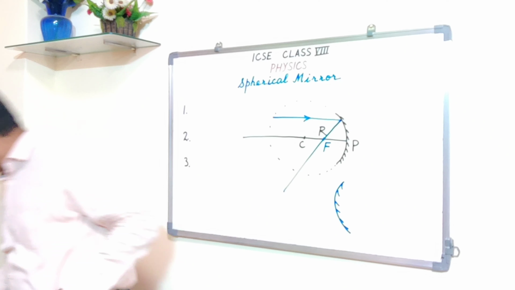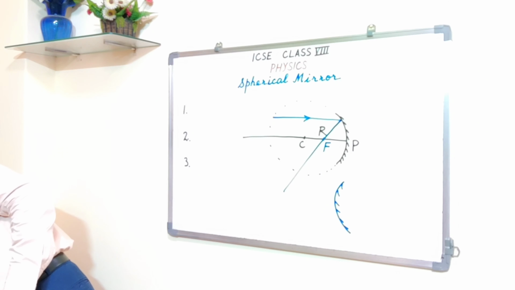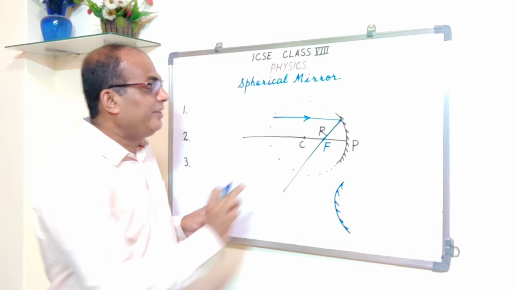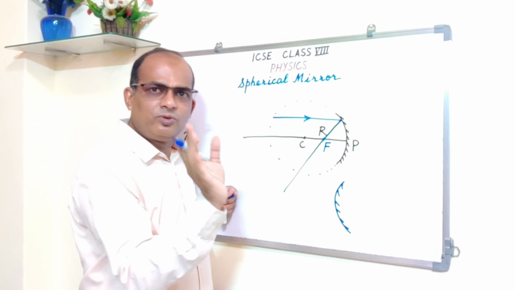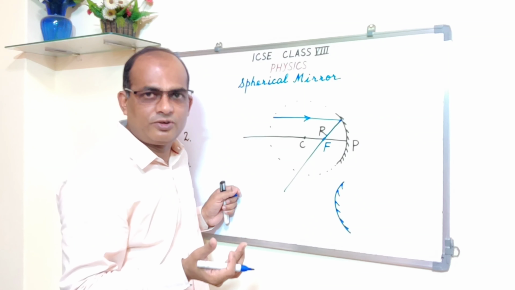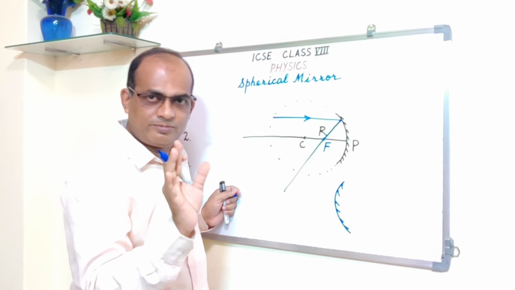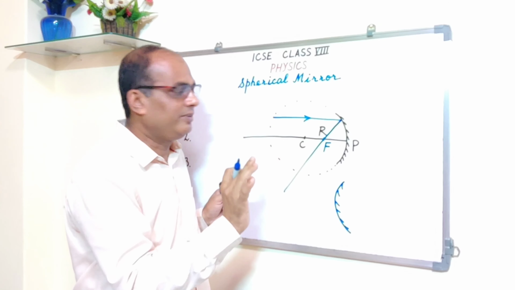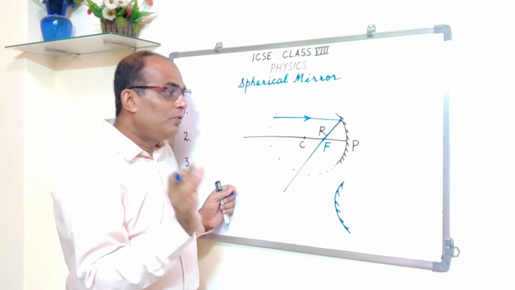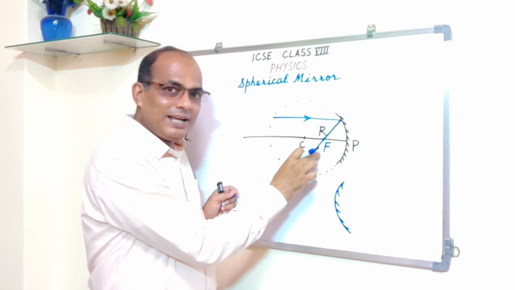Alright, fine. Then this is focus or principal focus, but we don't call it principal focus. Whenever we say focus, that means we are talking about the principal focus, but we don't say principal focus. Focus only we say. Alright. Once again, listen. Focus is a point on the principal axis.